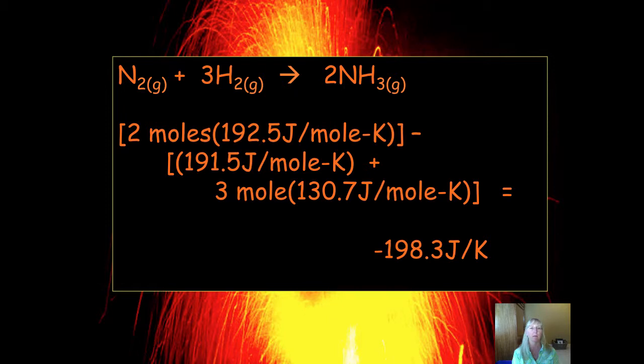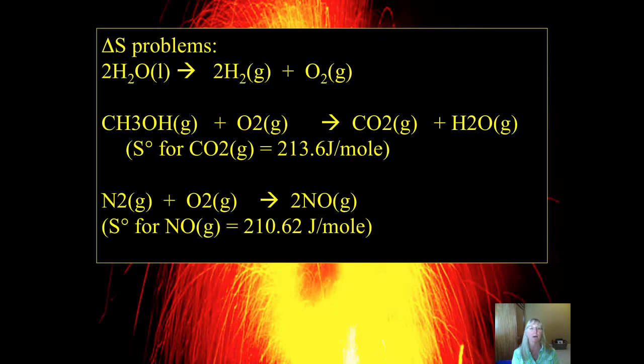Here is a sample problem. When I take 2 moles, remember it's products, so I have to go 2 moles of ammonia times its entropy, joules per mole Kelvin. There's no other products, so I subtract the sum of the 2 reactants, 1 mole of nitrogen and 3 of hydrogen. That's why we multiplied here. Those values all came from a table to give you your final answer. I would not write joules/Kelvin. I would write negative 198.3 joules/mole Kelvin. That's typically how we do it. So it's just like what we've done before.